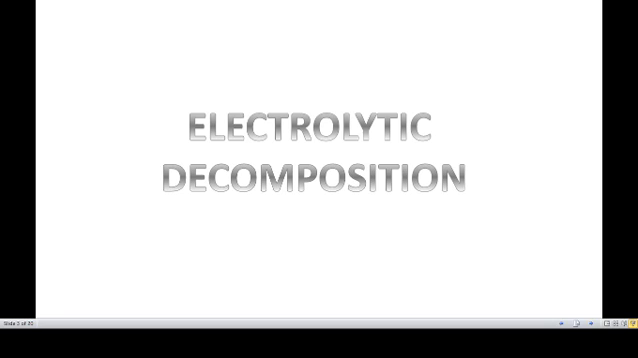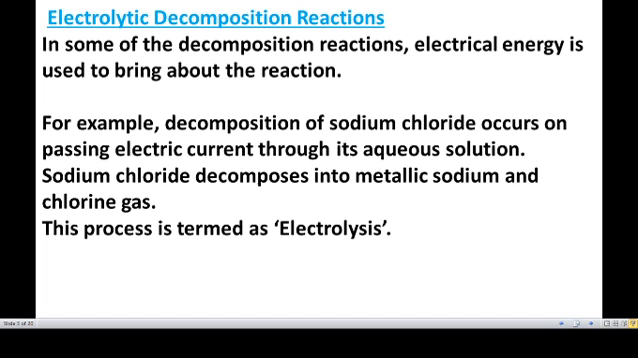First type: electrolytic decomposition. What is electrolytic decomposition? In some of the decomposition reactions, electrical energy is used to bring about the reaction. This is electrolytic decomposition. For example, decomposition of sodium chloride occurs on passing electric current through its aqueous solution.